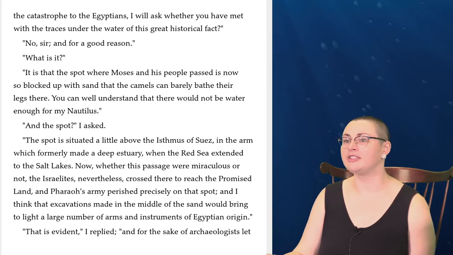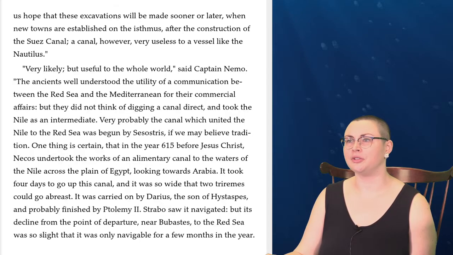And the spot? I asked. The spot is situated a little above the Isthmus of Suez, in the arm which formerly made a deep estuary, where the Red Sea extended to the Salt Lakes. Now, whether this passage were miraculous or not, the Israelites nevertheless crossed there to reach the Promised Land, and Pharaoh's army perished precisely on that spot, and I think that excavations made in the middle of the sand would bring to light a large number of arms and instruments of Egyptian origin.